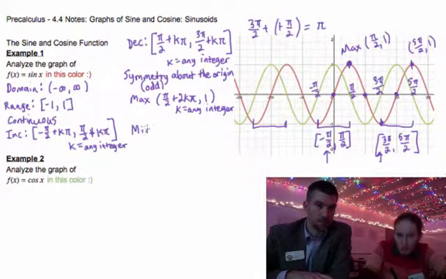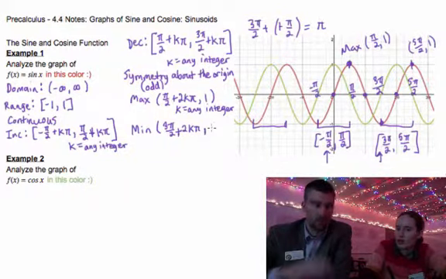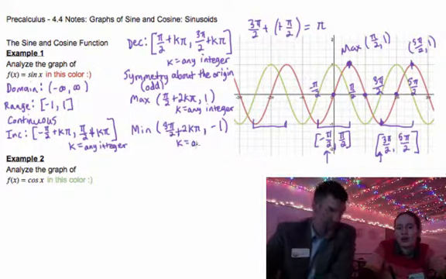Our minimums then start, like we can use this one, 3 pi over 2, plus 2k pi. I meant a plus, not a comma. Plus 2k pi. There you go. Good job. And then it happens for our y value at -1 every time. Period. End of story.